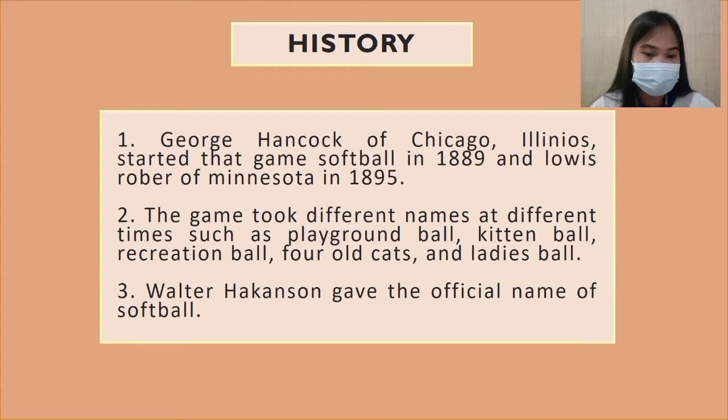George Hancock of Chicago, Illinois started the game of softball in 1889 and Lewis Rober of Minnesota in 1895. The game took different names at different times such as playground ball, kitten ball, recreation ball, four old cats, and ladies ball. Lastly, Walter Hakanson gave the official name of softball.